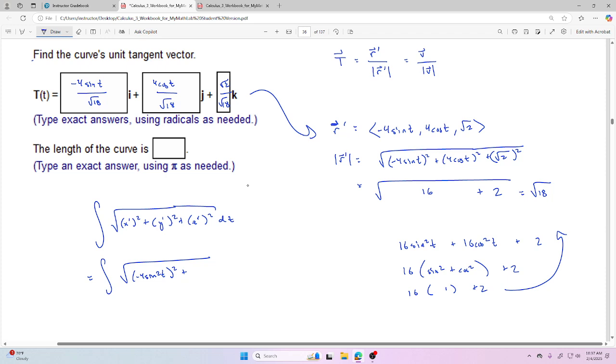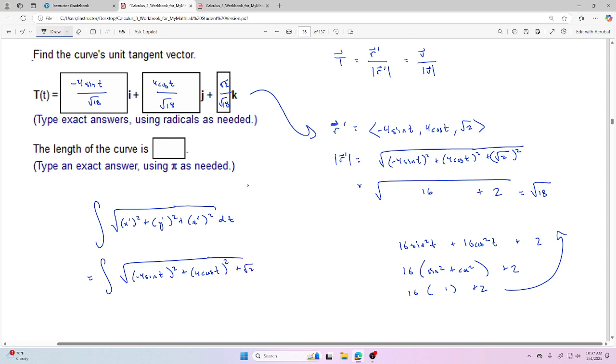And then I've got a 4 cosine square. Nope, no. Did you see it? Did you see it? I put 2 squares. Did it again. Stop that, Chad. Squared there.